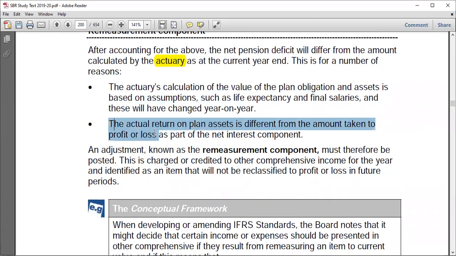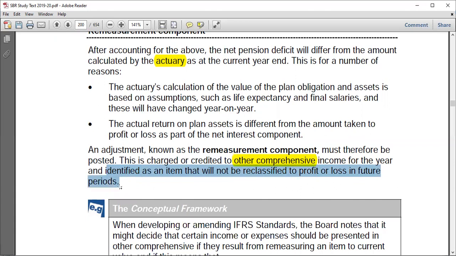Then you have the actual return on plan assets, which is different from the amount taken to profit or loss as part of the net interest component. We said that already. The actual gain or loss goes to other comprehensive income, right? They have specified it here. It is charged to other comprehensive income, right? If they tell you it is charged, that means it's negative. It's a loss. But if it's credited, that means it's a gain. So it goes there. So you have to know that. And we are told that it is identified as an item that will not be reclassified to profit or loss.